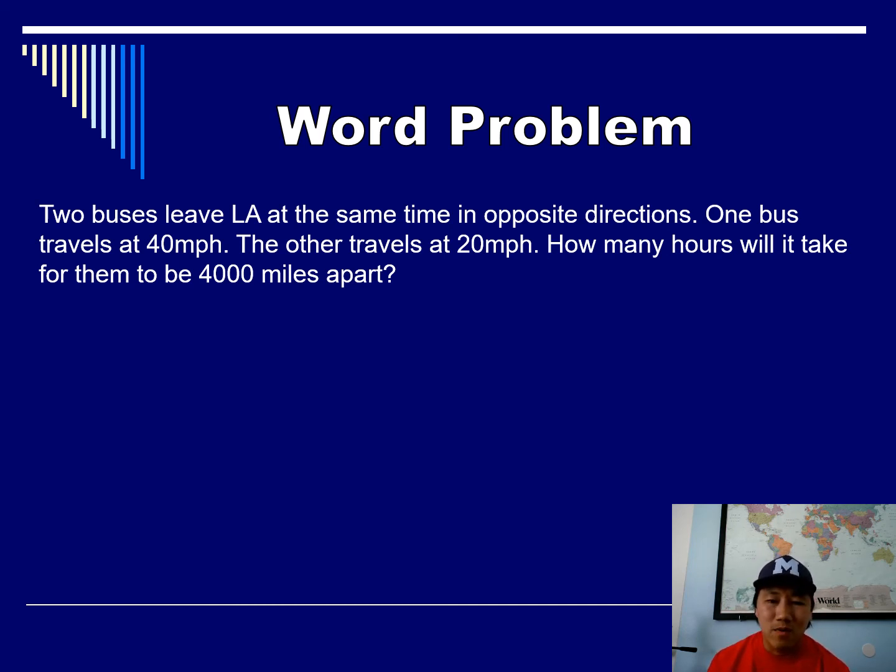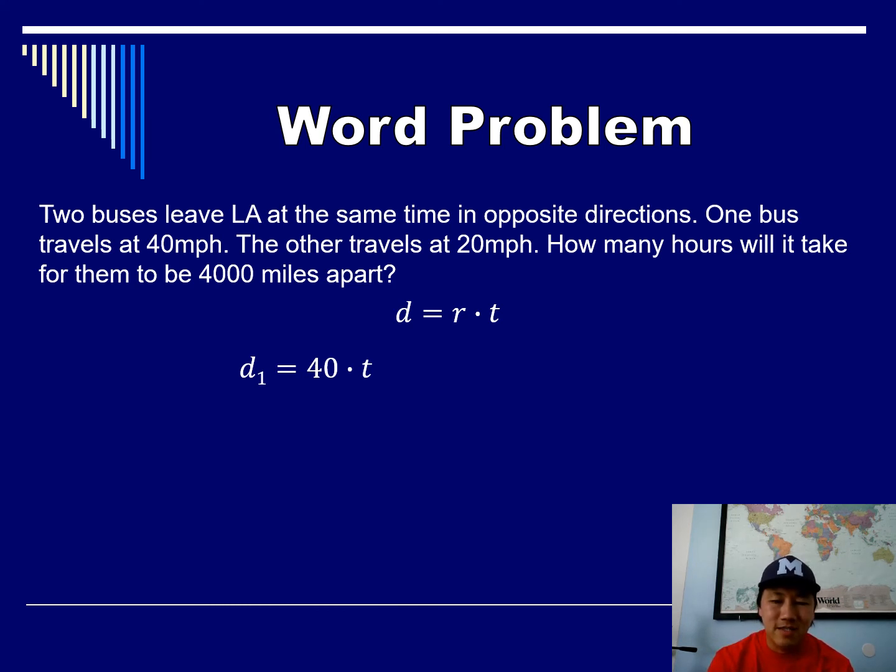So, typical word problem when it comes to writing equations. The one thing you do need to remember is that the formula for distance and rate and time is d equals rt. Okay, distance equals rate times time. You're going to have to come up with two different equations, one for the first bus and one for the second bus. Here's the equation for the first bus.